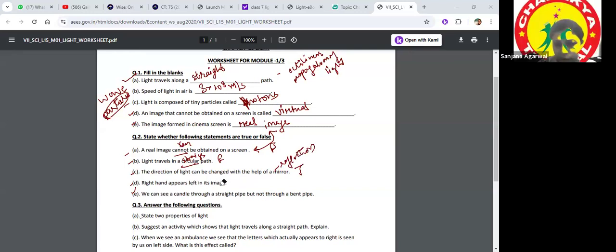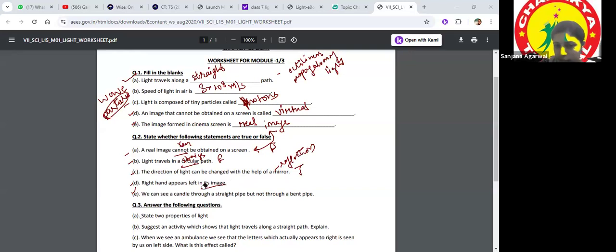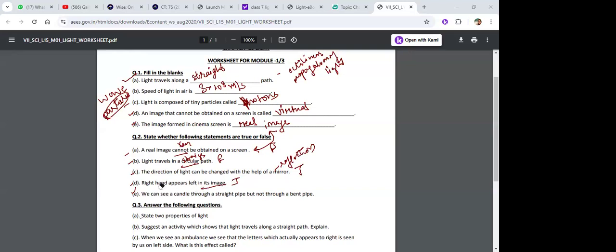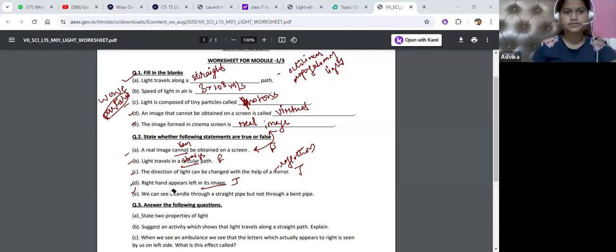Right appears left in its image. Is that true? Yes, ma'am. And this property of image is known as... Charvik, what is this characteristic of image known as? Come on, quickly. Anyone else? Advika, tell everyone. Lateral inversion. Okay, lateral inversion.